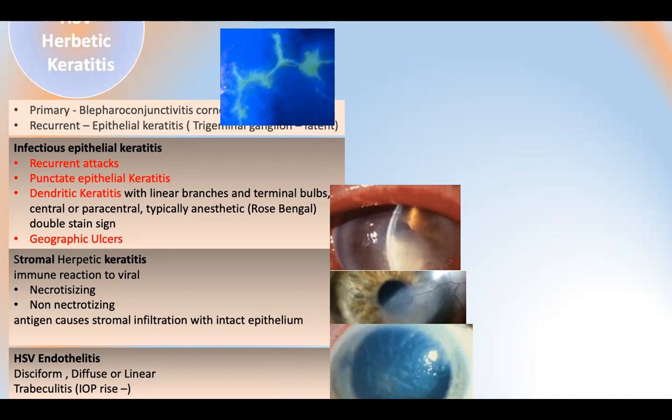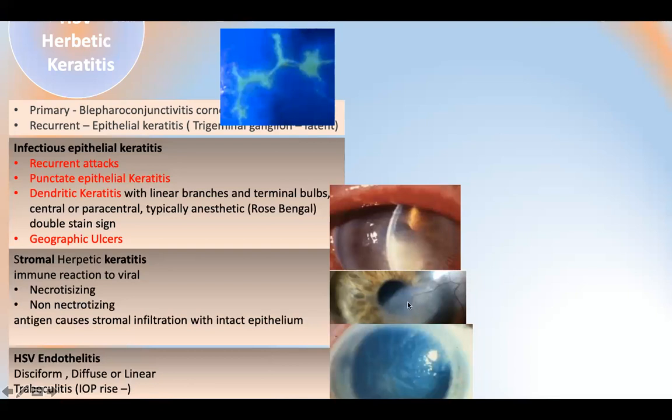It can present also with geographic ulcer when all these lines will coalesce together. It can present with stromal herpetic keratitis. Usually this is stromal herpetic keratitis not due to the virus itself, but due to the immune reaction. It can present with necrotizing or non-necrotizing. Necrotizing means the epithelium is not intact. Non-necrotizing means it's stromal only.